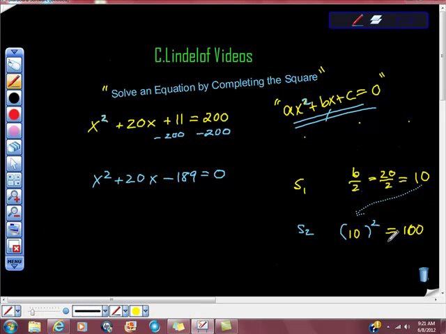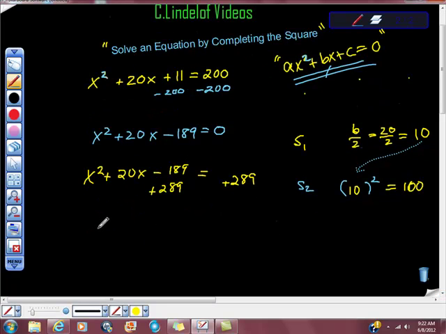So what I want my equation to be is x squared plus 20x plus 100 is equal to this. So how do I do that? Well, how do I get this to be 100? I have to add 289 to both sides. So x squared plus 20x minus 189 plus 289 is equal to, look, I had to add 289 to both sides. So 289 to both sides, right? And we would get x squared plus 20x plus 100 is equal to 289.